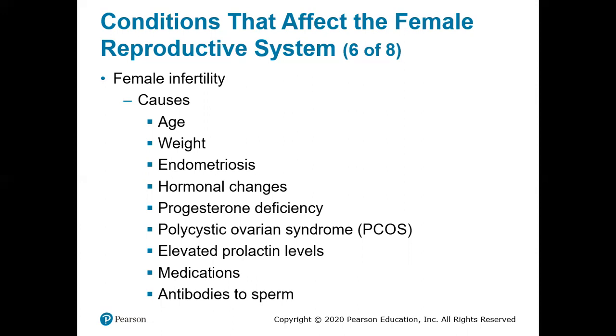Elevated prolactin levels. In women who are not lactating, increased prolactin levels inhibit ovulation and may also indicate a pituitary tumor. It also says that Parlodel would be the drug of choice for those cases. Medications, because certain medications can cause temporary infertility. Antibodies to sperm. Some women have antibodies to sperm that attack sperm as if they were harmful foreign substances, and therefore they cannot make it to the egg for fertilization.